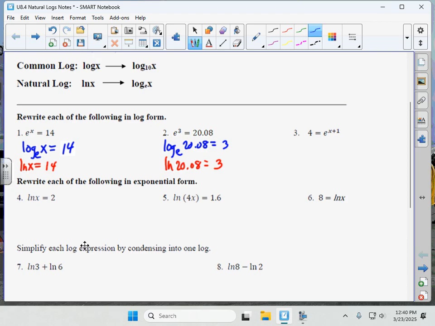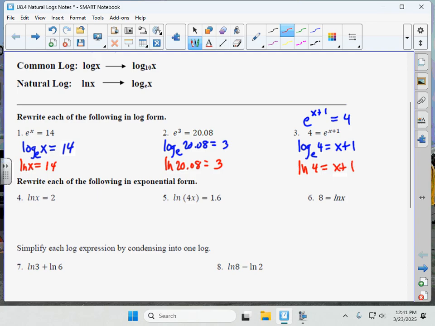Number 3, again, e is our base. So log base e, 4 equals x plus 1. Okay, again, if you need to rewrite it, you could rewrite it at the beginning as e to the x plus 1 equals 4. And so then again, you can see as log base e 4 equals x plus 1. Again, log base e is ln 4 equals x plus 1.